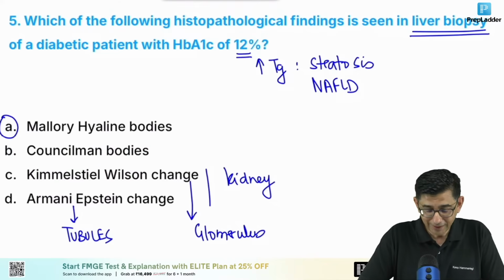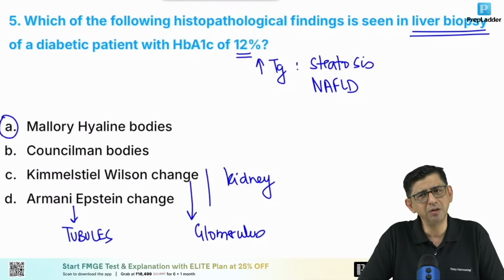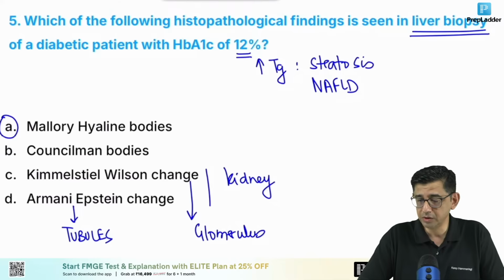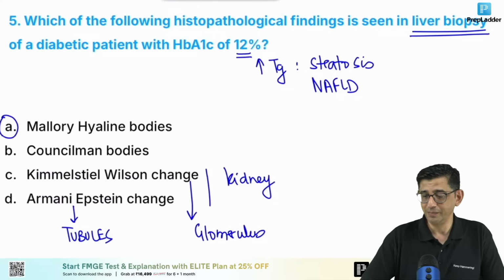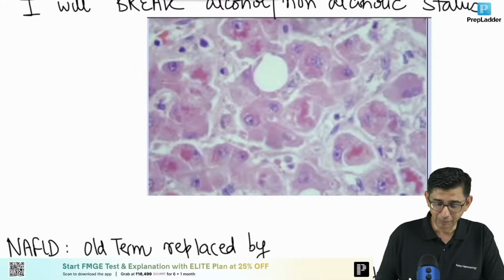So, Councilman bodies are something I'll show you the image of also. Councilman bodies are seen with hepatitis C or even with hepatitis B sometimes, but Mallory-Hyaline bodies are a feature of non-alcoholic fatty liver disease. Rishabh says Mallory-Hyaline is only seen with primary biliary cirrhosis. So I will break that myth.